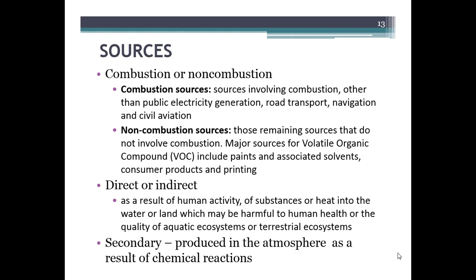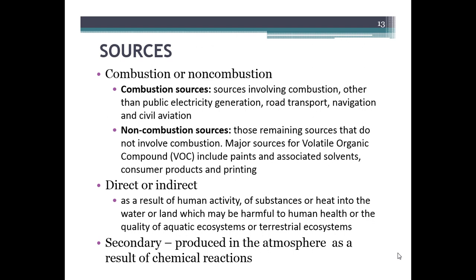Other sources may be from combustion or non-combustion. So combustion sources would involve things like the generation of electricity, road transportation, navigation. Remember, fuel has to be burned by these types of activities, and the burning of fuel will release pollutants into the atmosphere.